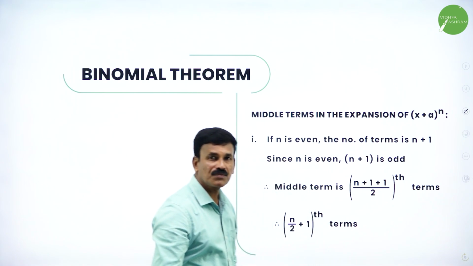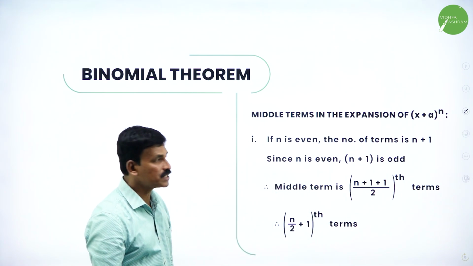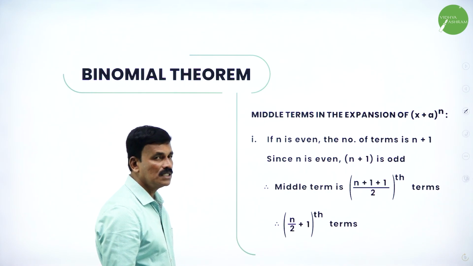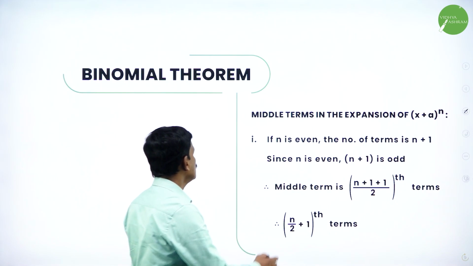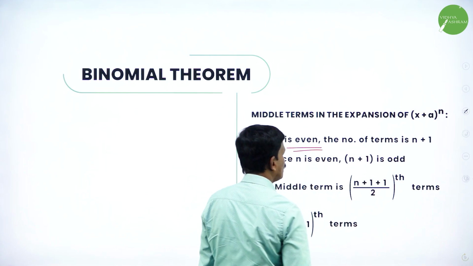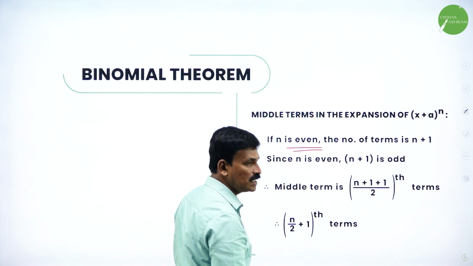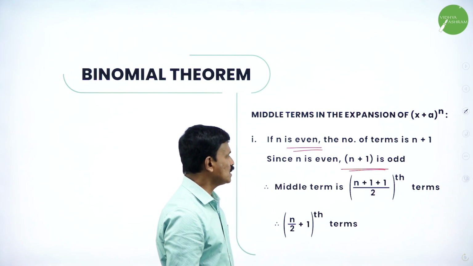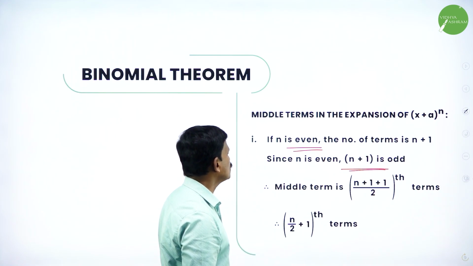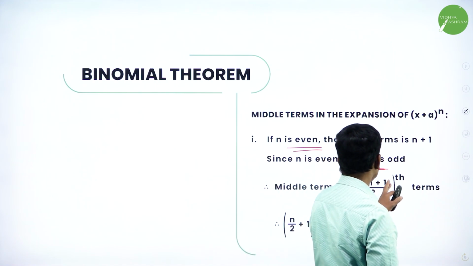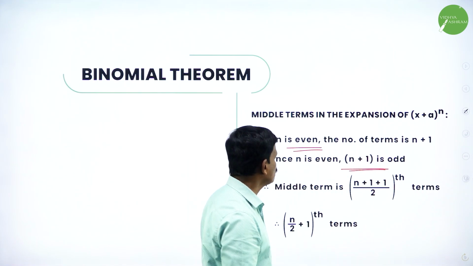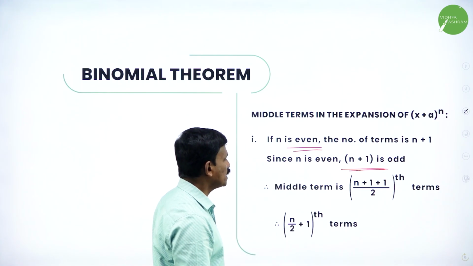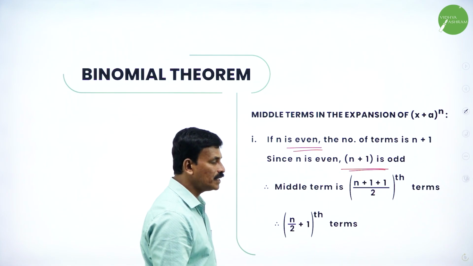Now the next concept is finding the middle term in the expansion of (x + a) to the power of n. So here the number of middle terms depends on n, whether n is an even or an odd number. Suppose n is even, then the number of terms is n + 1. Since n is even, n + 1 is an odd number. So the middle term is the (n + 1)/2 th term, that is nothing but n/2 + 1.